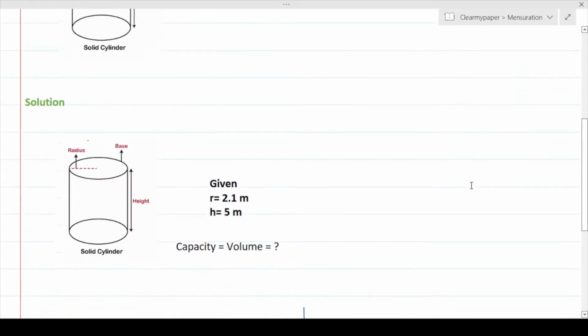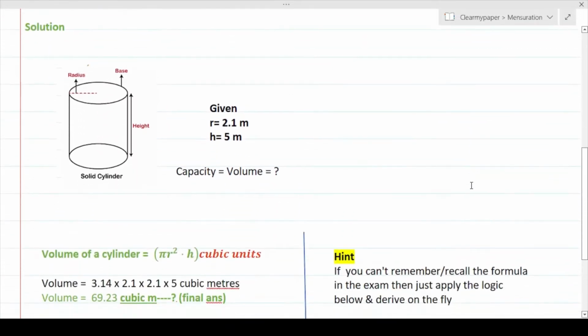Let's start the solution. It's going to be a very simple solution. We have this cylinder, and the radius is equal to 2.1 meters. If you see this as the center, the height of the cylinder is going to be 5 meters. And the ask is, what is the capacity or the volume?